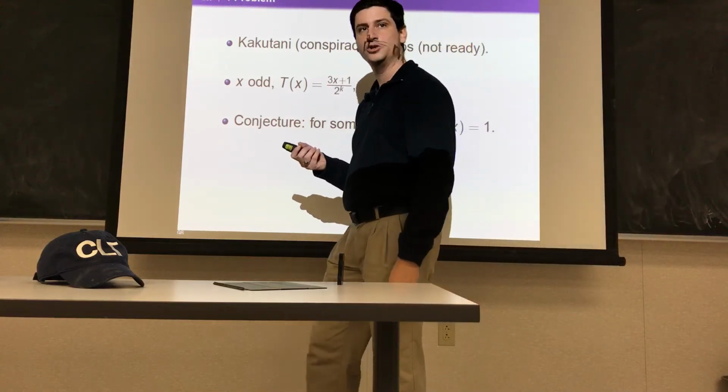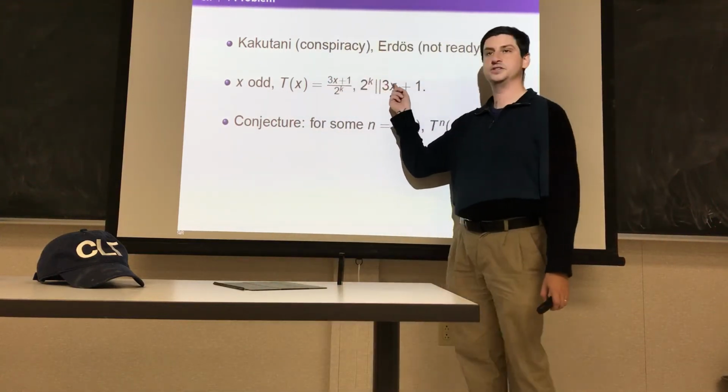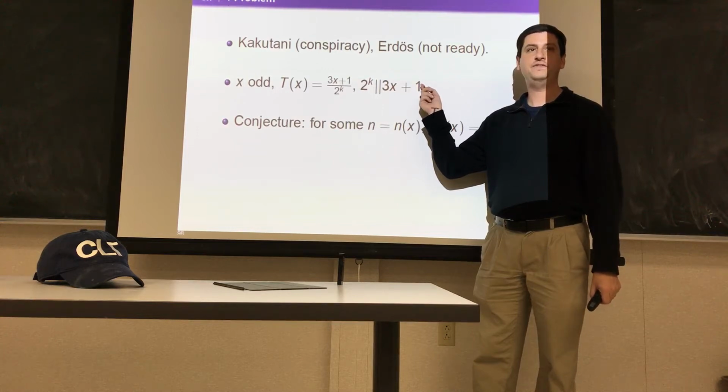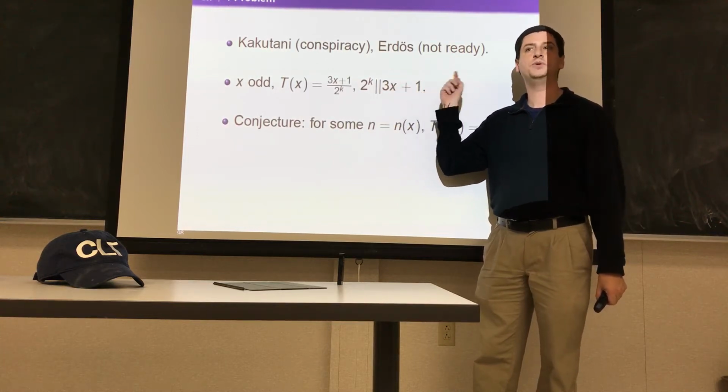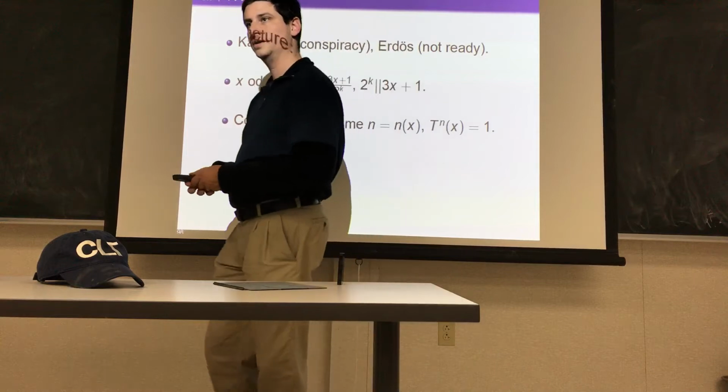4 does not divide 30. So I would say 2 double divides 30. If I gave you 20, I would say 4 double divides 20. And that's with no remainder.